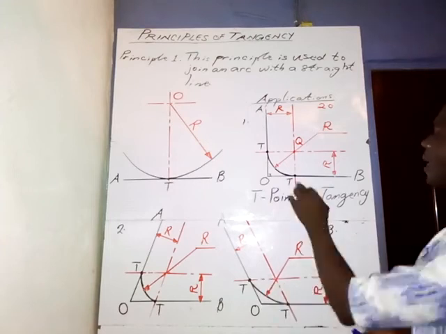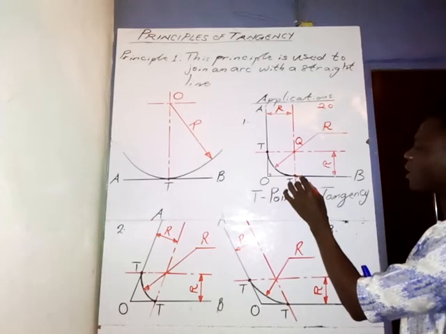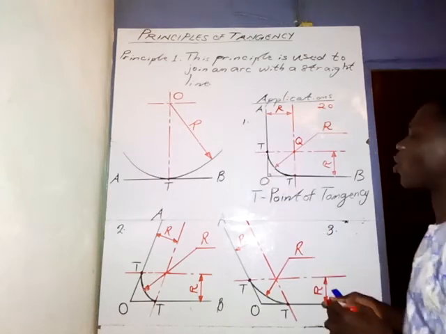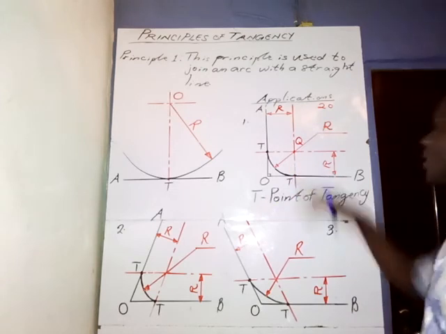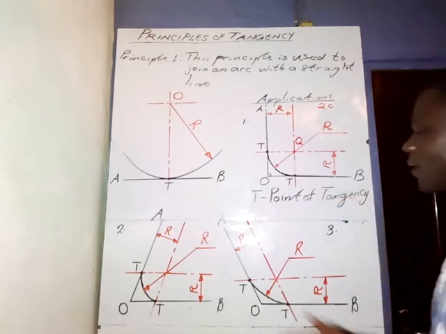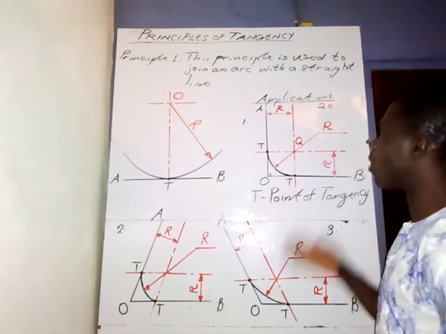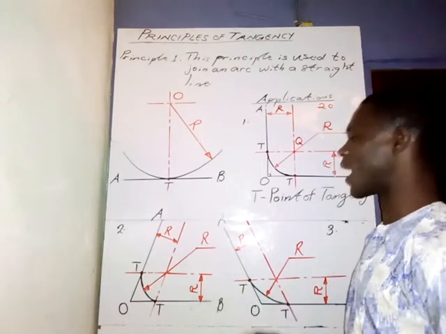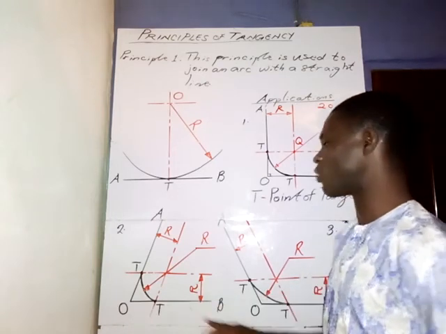This point T is the point of tangency, the point at which the arc touched the line. So this point and this point are the points of tangency, and we use capital letter T to indicate that on our drawing. Then we also have the same thing here. This is the second application of the principle of tangency. We are using an arc to connect two straight lines together, line OA and line OB.